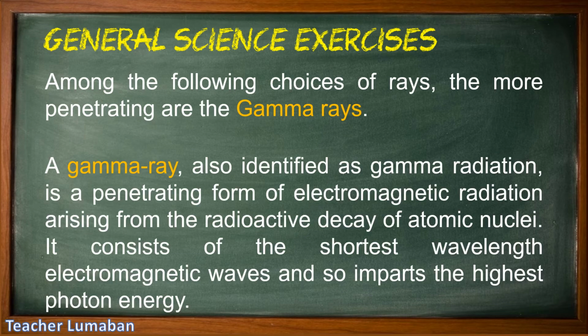A gamma ray, also identified as gamma radiation, is a penetrating form of electromagnetic radiation arising from the radioactive decay of atomic nuclei. It consists of the shortest wavelength electromagnetic waves and so imparts the highest photon energy.